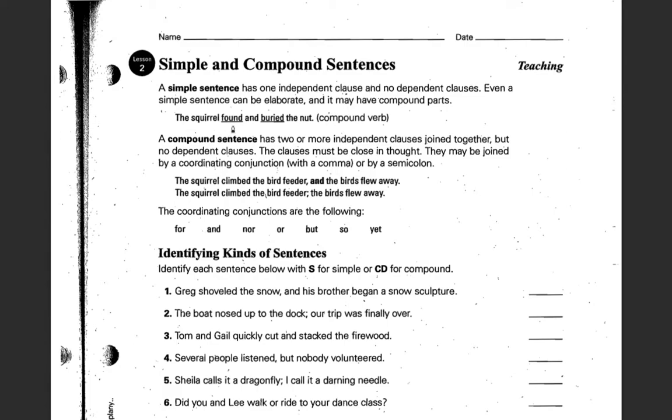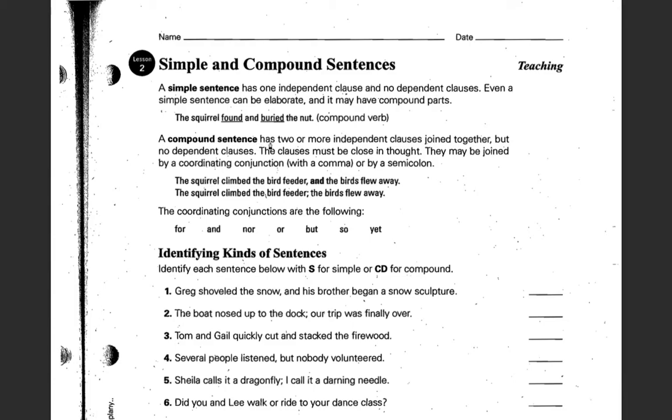Let's have a look at this example. The squirrel found and buried the nut. This sentence has a compound verb here, two verbs, but this is only one independent clause. I cannot divide it into two other clauses, nor is there any dependent clause or another independent clause here. So the simple sentence is made of one independent clause.